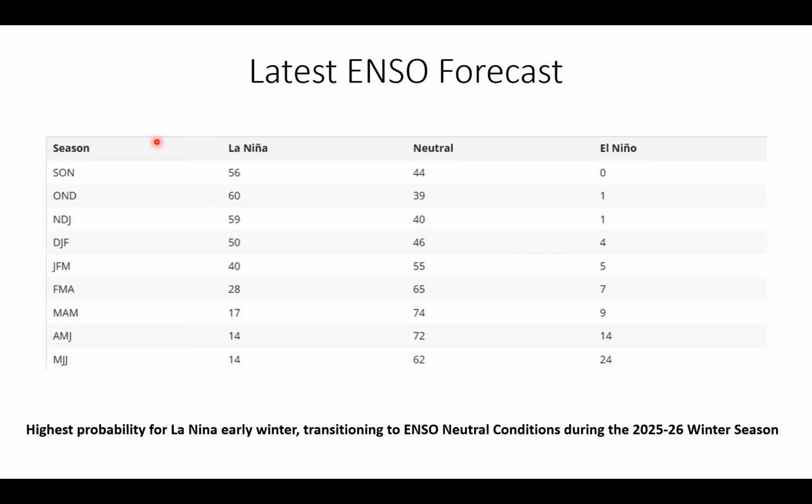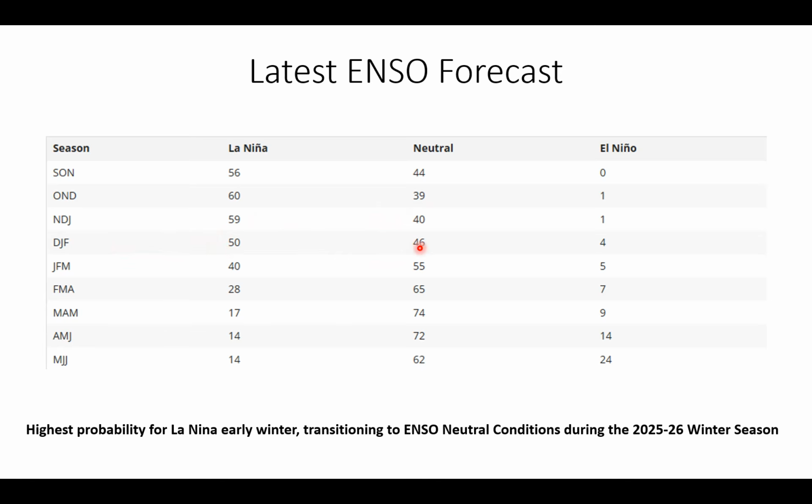If we look at the probabilities based on the months here on the left column, let's just take a look at October, November, December, OND, and we have a 60% chance of La Nina developing this fall, and then only a 39% chance of neutral conditions. If we look at November, December, January, NDJ, we have a 59% chance for La Nina and only a 40% chance for ENSO neutral.